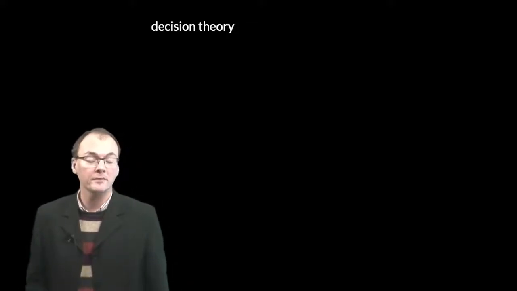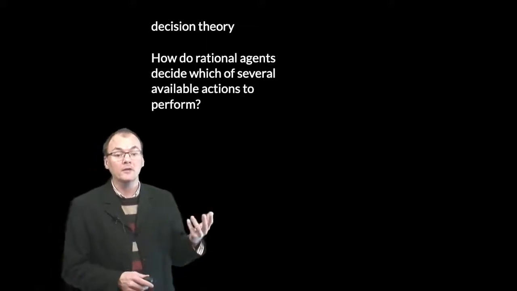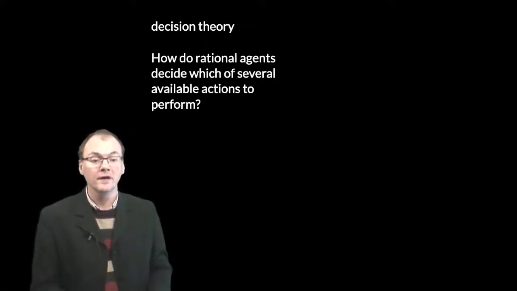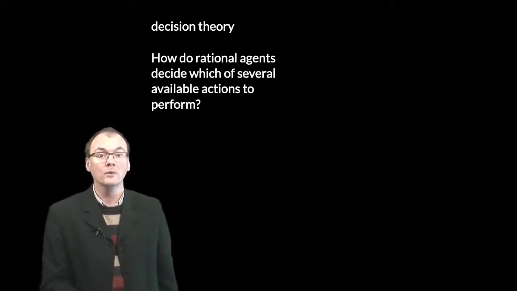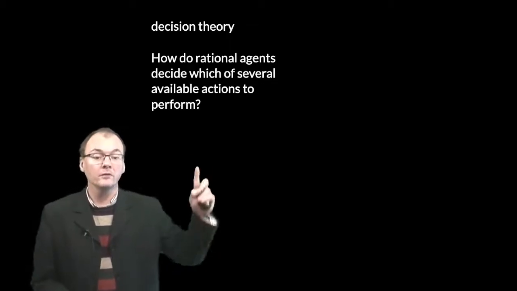Very simple idea for the beginning. So decision theory, sometimes people talk about rational choice theory. Simple question: how do rational agents decide which of several available actions to perform? Now, you noticed earlier we didn't try to answer this question at all.